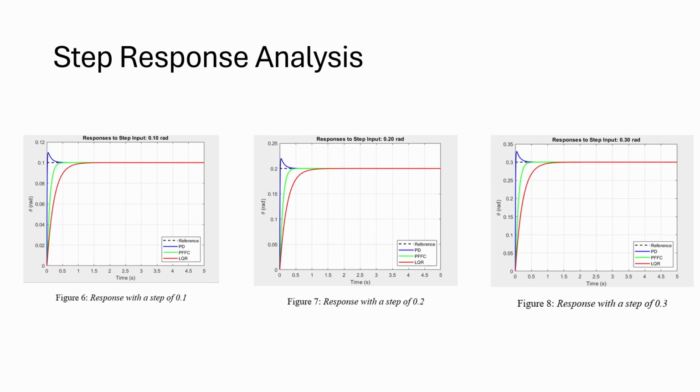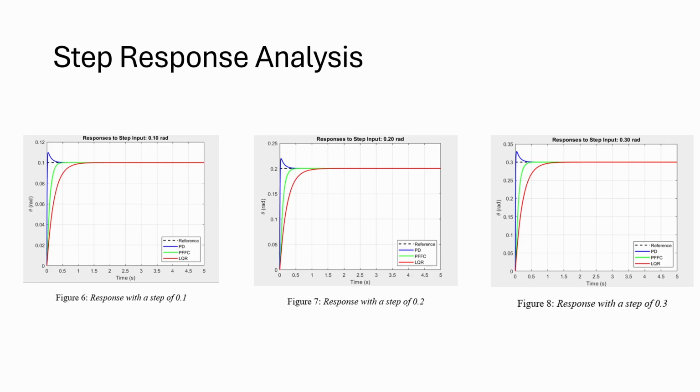The goal step response was changed. So you have 0.1 on the left, 0.2 in the middle, and 0.3 on the right. All systems still behaved relatively similarly, with PD going for that rapid overshoot and then coming back down, PFFC somewhere in the middle, and then the LQR gradually rising up. Despite the increased gap, they all still met the requirements, so it didn't result in a significant change in the system.